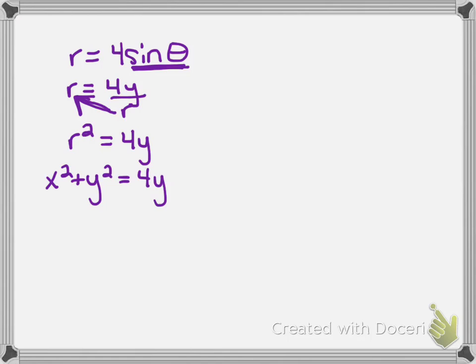And so this is a perfectly acceptable version of the answer. That's your full credit answer. That's all you have to do, you have to put it in Cartesian form. Okay, Cartesian just means x and y.